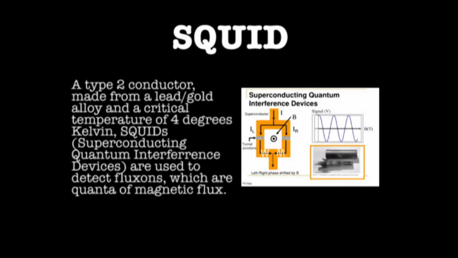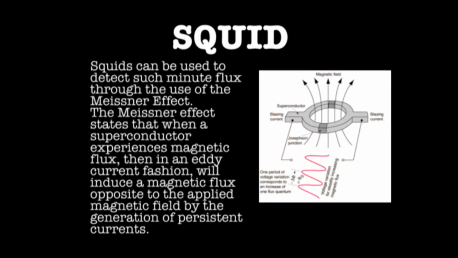A type 2 superconductor is made from a lead-gold alloy with a critical temperature of 4 degrees Kelvin. SQUIDs, or superconducting quantum interference devices, are used to detect fluxons, which are quanta of magnetic flux. SQUIDs can be used to detect such minute flux through the use of the Meissner effect.